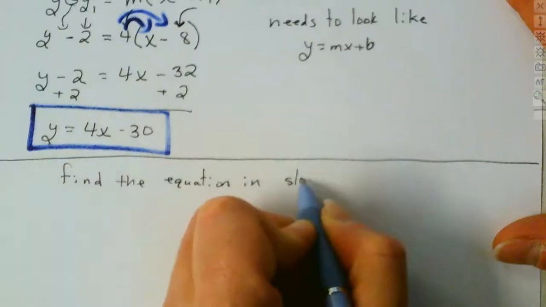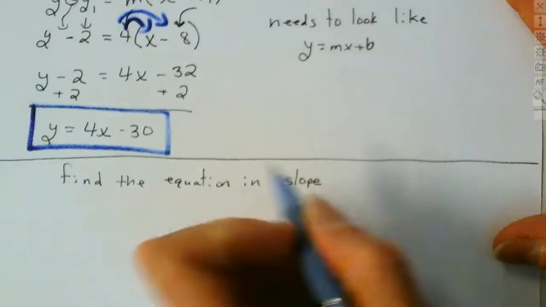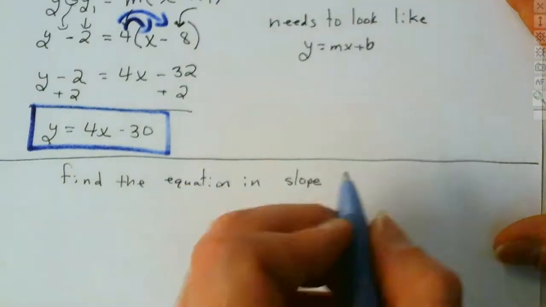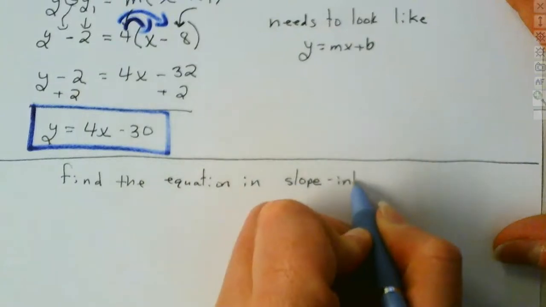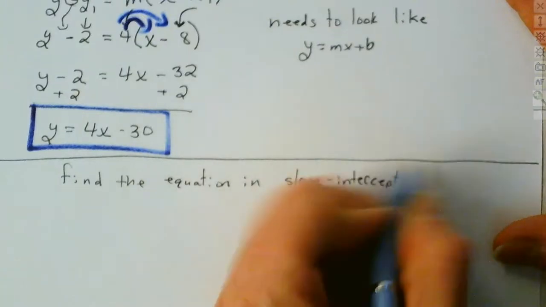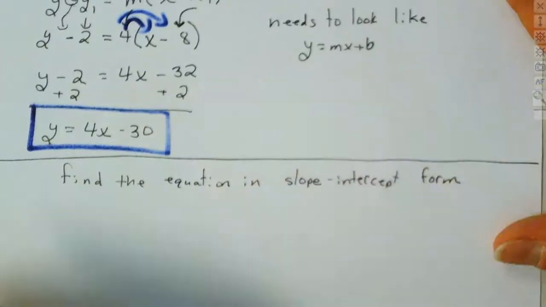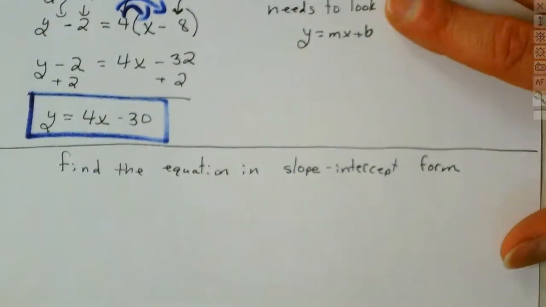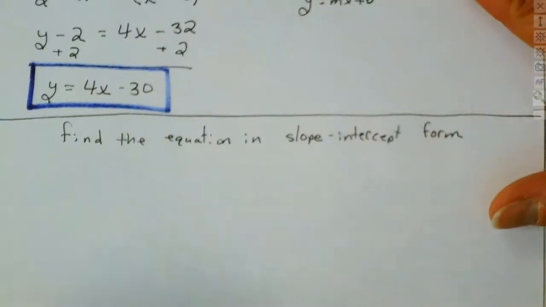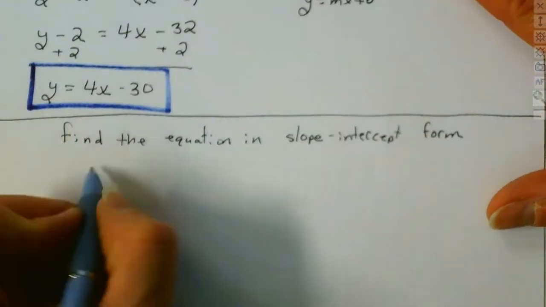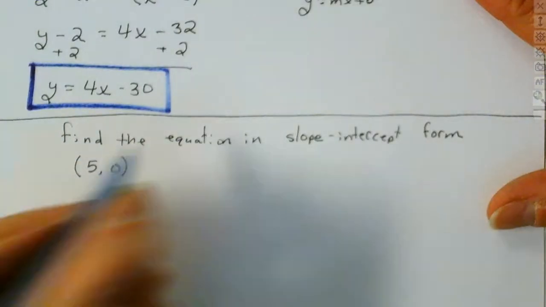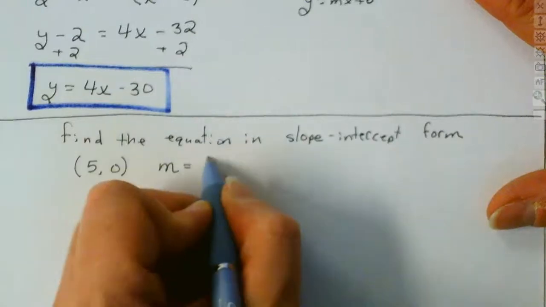And these are all going to be in slope-intercept form. Now, when we move on to the next section, there'll be some in standard form. We'll probably do 3 of these, and then we'll move on to the next section and talk about standard form. So we want to find the equation and want this in slope-intercept form. And I'm going to give you a point and a slope. So how about 5, 0? And I'm going to give you a slope of minus 2/3.